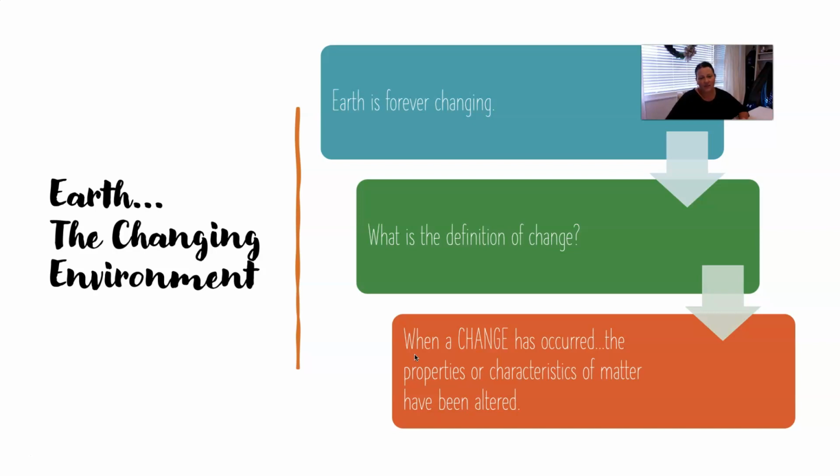So if we think about what the definition of change is, right in here it says, what is the definition of change? Change is when the properties of matter or the characteristics of matter have been altered. So obviously there's something that's different when a change has occurred.